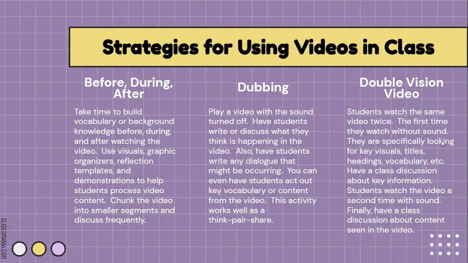Another video strategy also involves playing the video one time with the sound off. As a class, discuss key visuals, titles, headings, and any vocabulary words that might be present. After watching the video a second time with the sound turned on, have another class discussion that delves deeper into the content being learned. Now let's look at using visual tools to engage English learners with Elaine White.